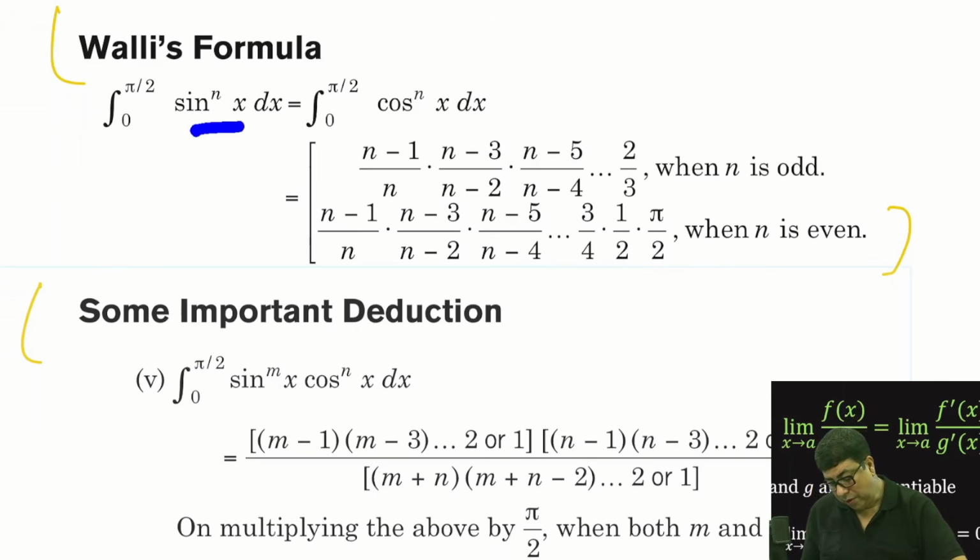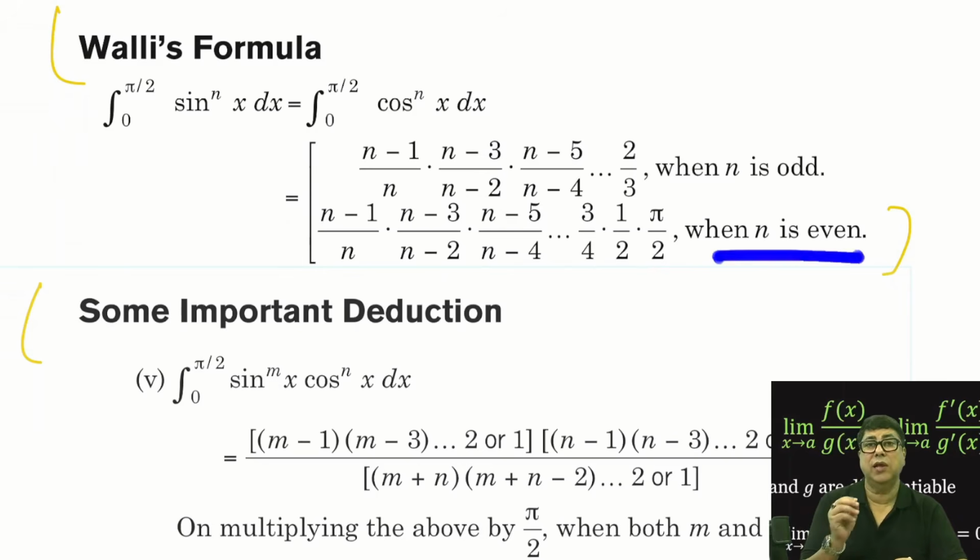So 0 to pi by 2 sin to the power n x equals 0 to pi by 2 cos to the power n x equals, this formula is very, very important, when n is an odd number and when n is an even number. These two formulas are very important. Must practice with this. How will you practice? Suppose 0 to pi by 2 sin to the power 5x, 0 to pi by 2 sin to the power 6x. This way, if you can practice 3-4 times, it will become easy for you.